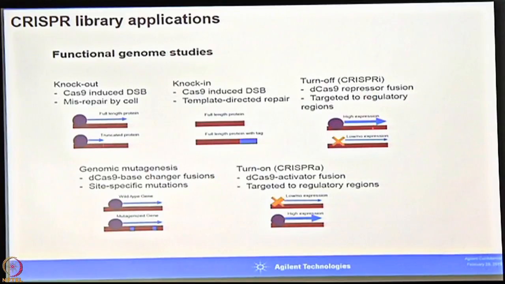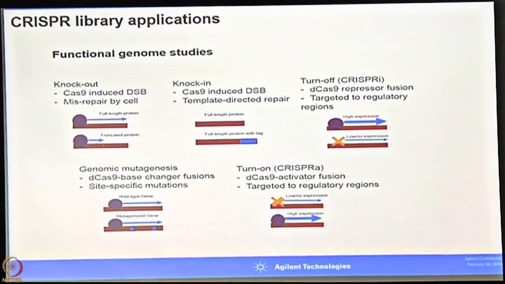Turn-off means if it is a higher expression, this is the repressor fusion, which gives lower expression of the gene. This is genomic mutagenesis. Here, you can create a site-specific mutation with CRISPR-Cas. Suppose you got some mutation and you want to solve it. You can change base by base through mutagenesis, so this way you can correct the SNPs you got. This allows site-specific changes with Cas9.